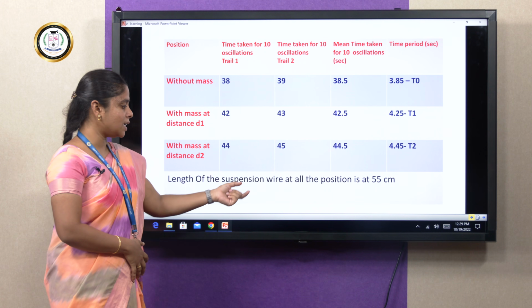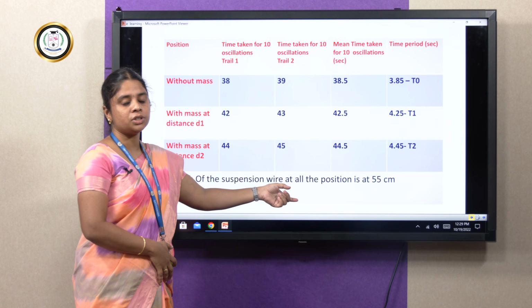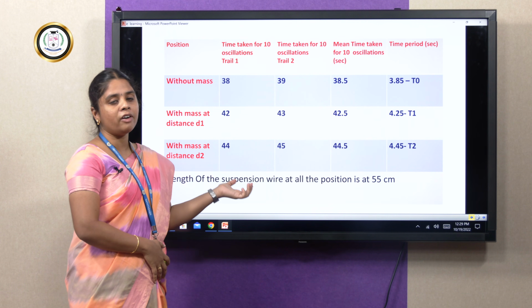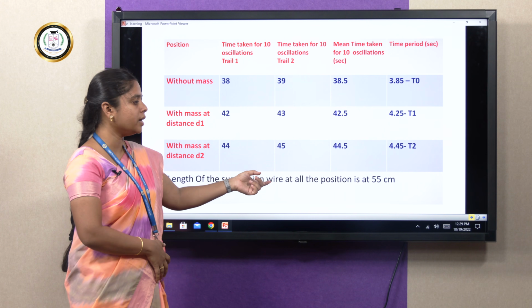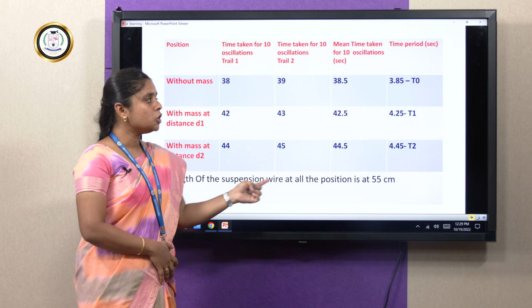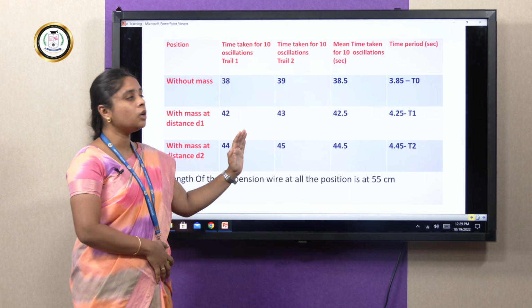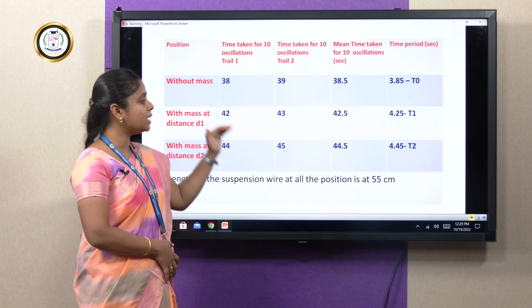So the length of the suspension wire at all the positions should be maintained constant. For example, during the demo video, I have maintained the length of the suspension wire at 55 centimeter. So this is our tabulation 1 where we have calculated the time period of the torsional oscillation at 3 different positions.